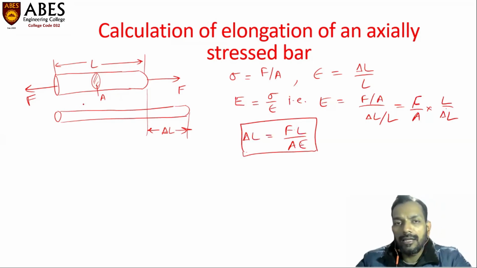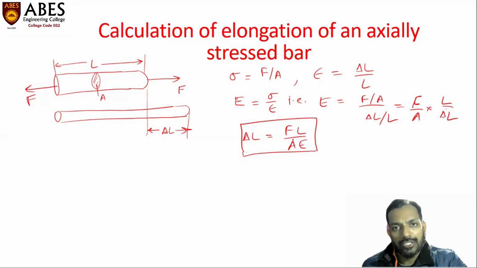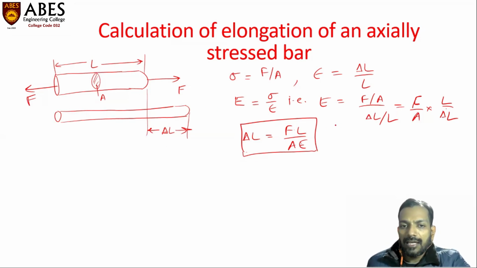It's not necessary that the type of force is always tensile. The nature of the force may be compressive also. In case of compressive force, the delta L will provide you the value of contraction in length instead of elongation. So the same formula is used for the calculation of elongation as well as for contraction. This formula is applicable when there is a constant cross section for a given bar, meaning a cylindrical type of bar. For that case, we can use this formula for the calculation of elongation.